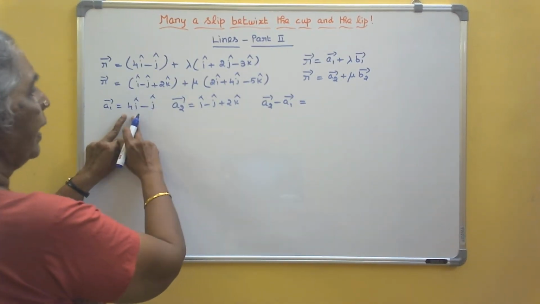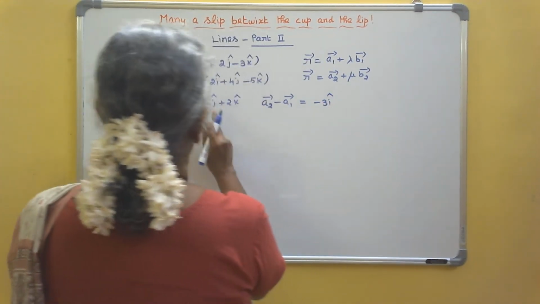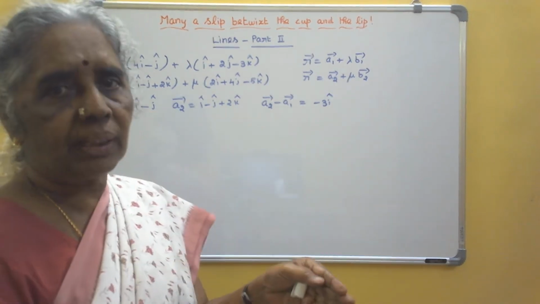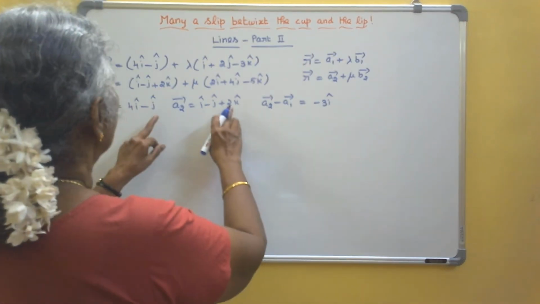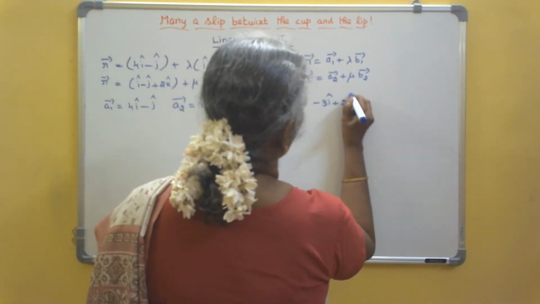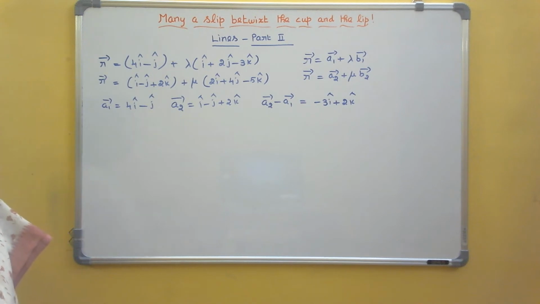So from here I have to subtract this. So I will be getting minus 3i cap. Then this is minus j, that will be plus j. So the j will go, it will get cancelled. 2k, here there is no k, so I will get plus 2k cap. This is my A2 vector minus A1 vector.